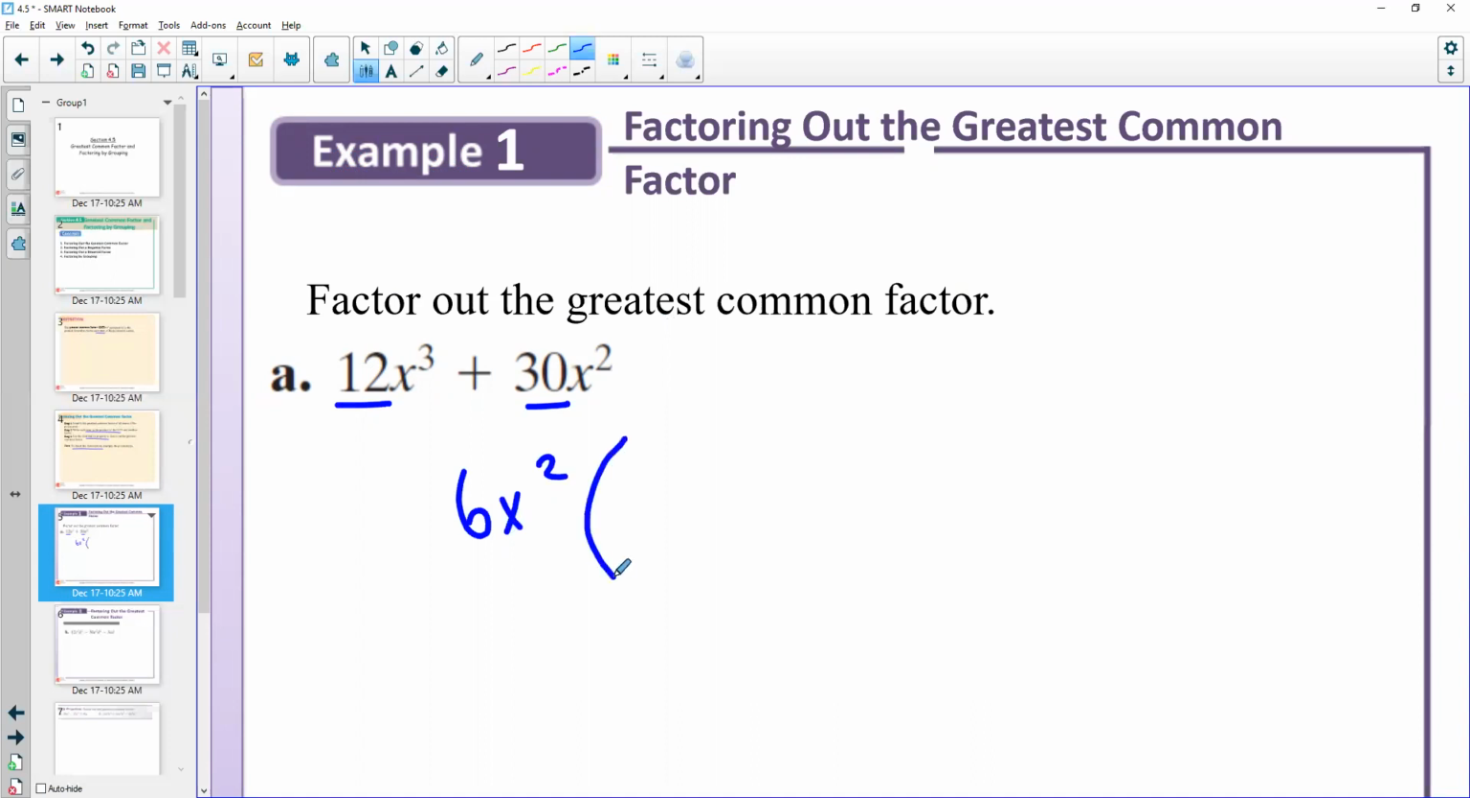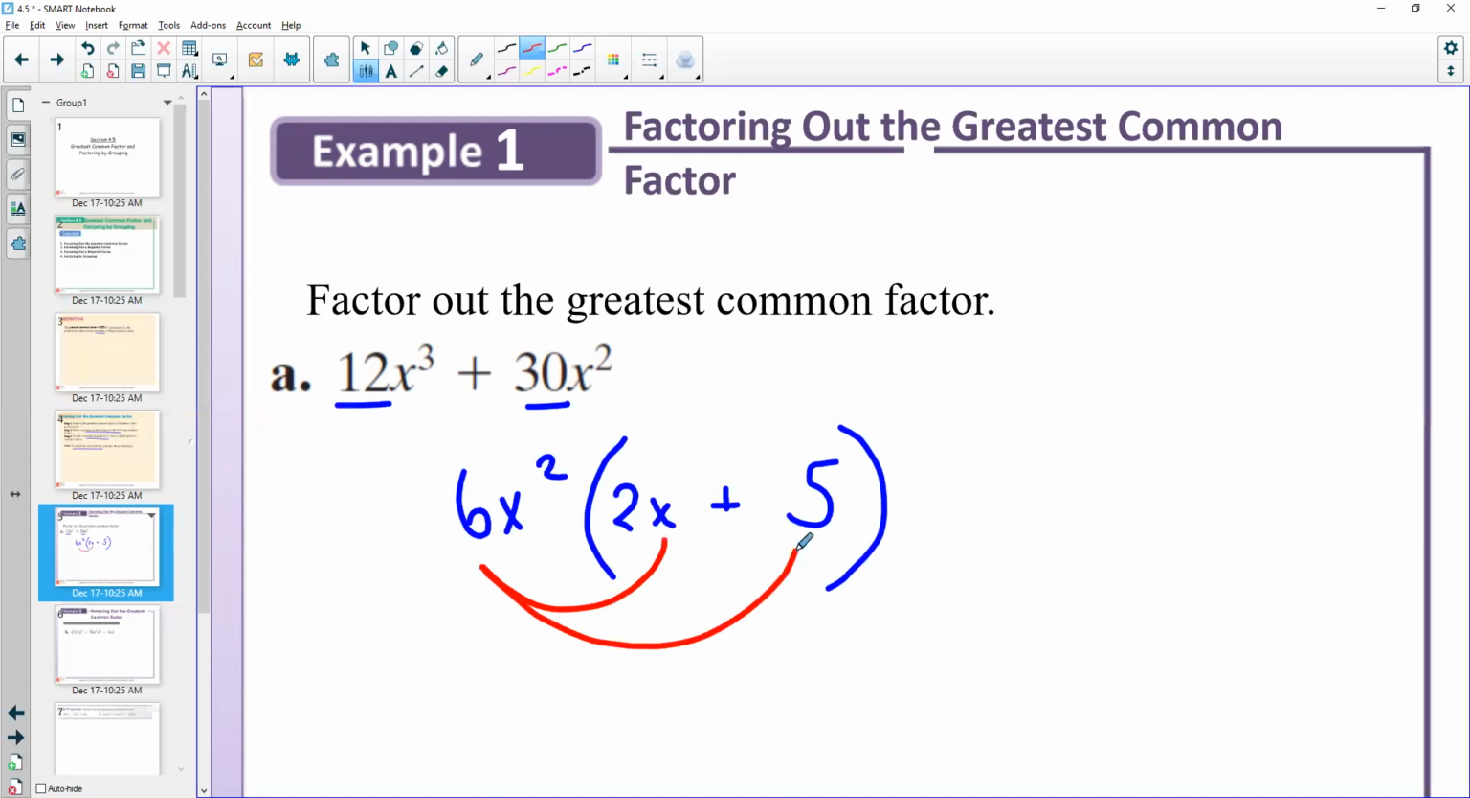Now let's see what's left. Well, I took a 6 out of 12. 6 times 2 gives me 12, so 2's left. And I took 2 x's, x squared, out of x cubed. That means I have 1 x left. And then, let's see, out of 30x squared, I took out 6. I divided out a 6. That leaves me with a 5. And I took away x squared. I divided that out. And really, x squared divided by x squared is just 1. That's nothing left.